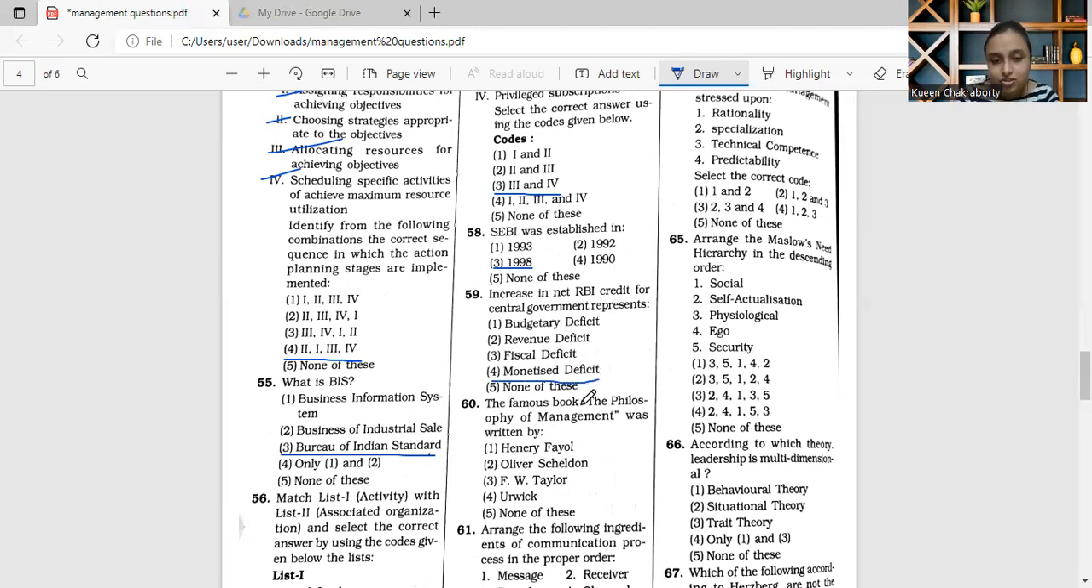Next, moving on to question number 60. The famous book, The Philosophy of Management, was written by Henry Fayol, Oliver Sheldon, F.W. Taylor, Urwick, or none of this. It was written by Oliver Sheldon, who was the author of the book, The Philosophy of Management. So Oliver Sheldon is the correct answer. So we have option number 2, Oliver Sheldon as the correct answer. Right? So I will mark this as the correct answer, Oliver Sheldon.